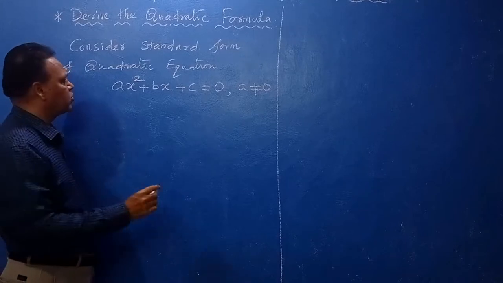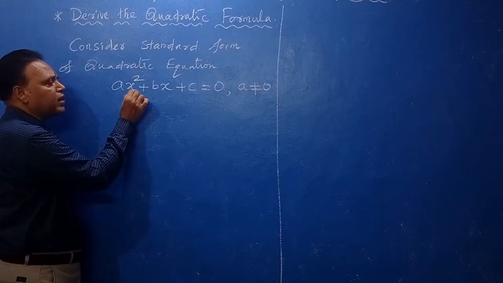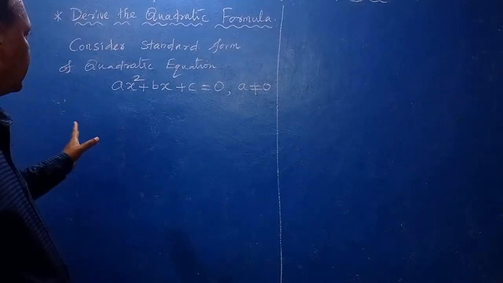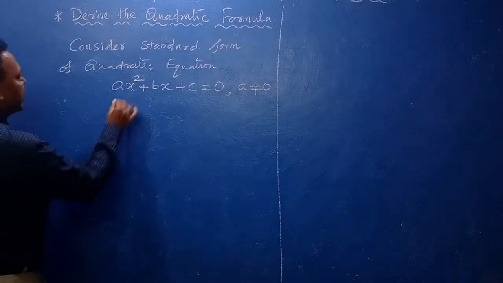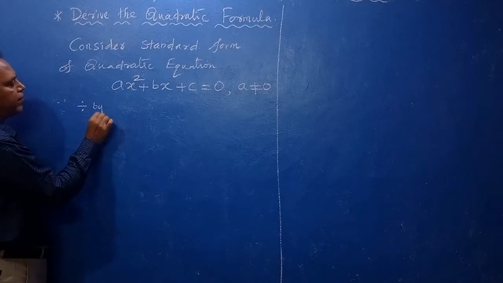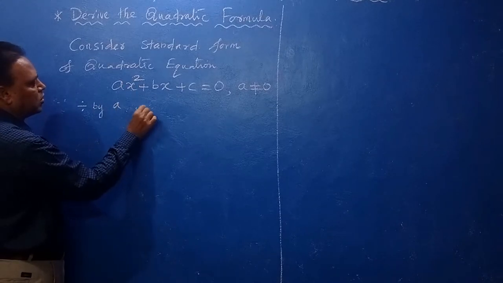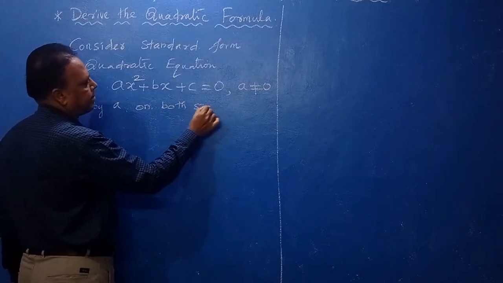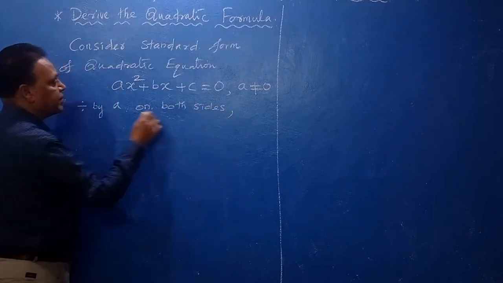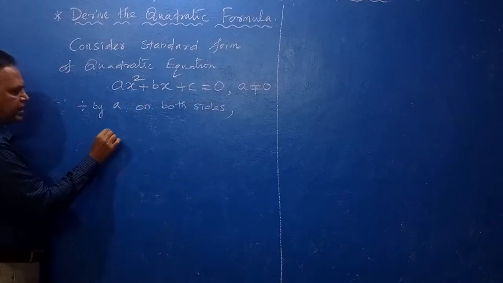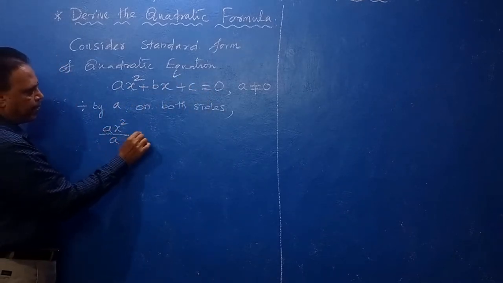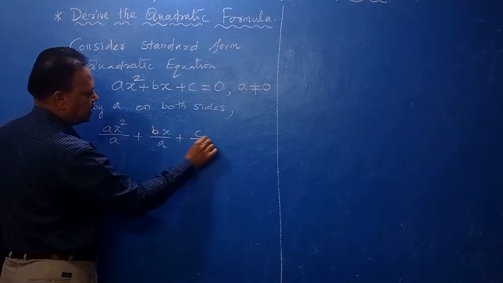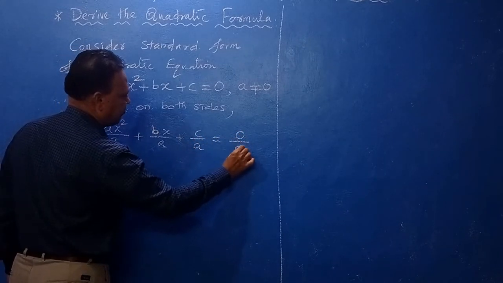See, first step. You see the coefficient of x squared. What is the coefficient of x squared here? a. You divide by that, that means divide by a on both sides. Each and every term you should divide by a: ax squared by a plus bx by a plus c by a equal to 0 by a.